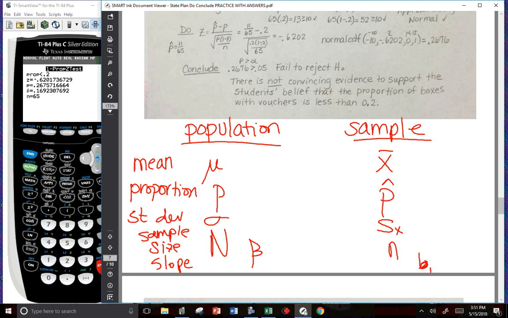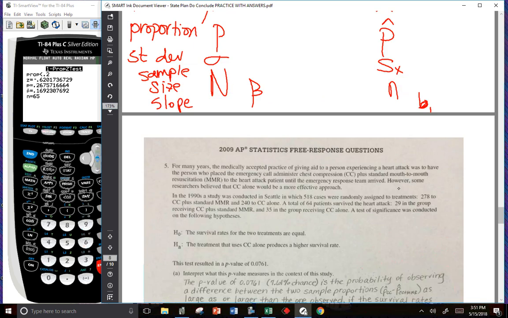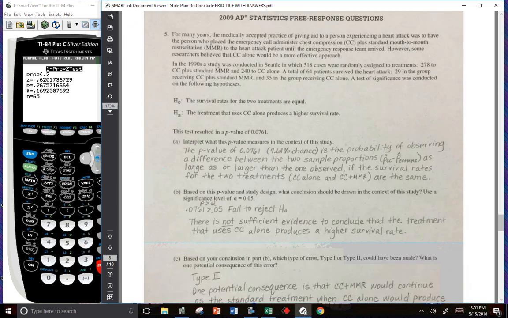Okay, part B, based on this p-value and study design, what conclusion should be drawn in the context of the study? Use a significance level of 0.05. So they gave us a p-value of 0.0761. It's greater than 0.05, right? So we fail to reject H0, so there is not convincing evidence, blah, blah, blah. Are you okay with that?